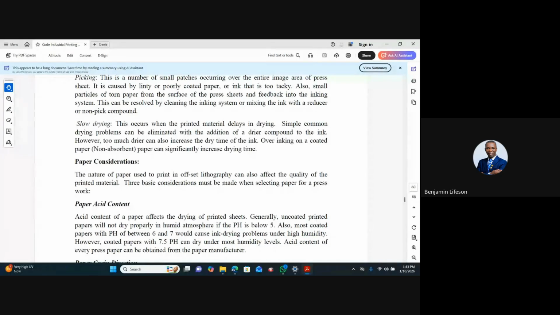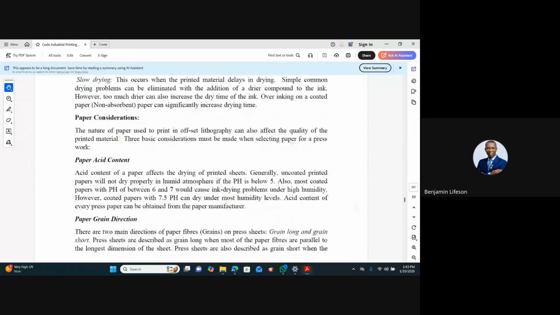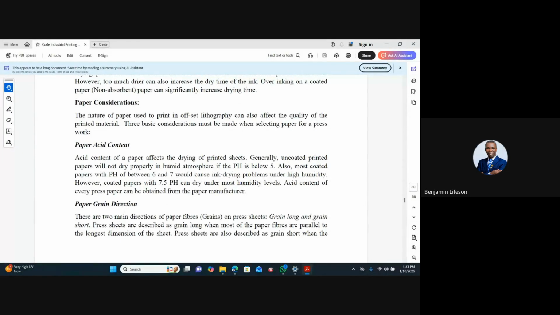Okay, so he said over-inking on coated paper means the ink will not be able to absorb into the paper. Hence, it will increase the drying time. So there shouldn't be any form of over-inking. Some of the ink sits too thick on the surface of the print, which will take much time to dry. Now let's go to paper consideration.